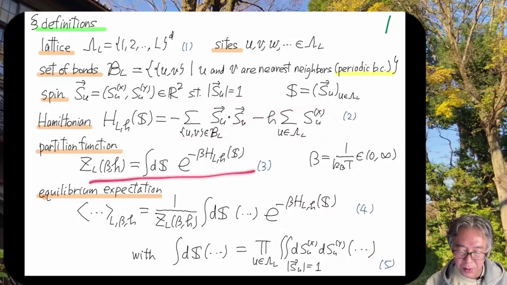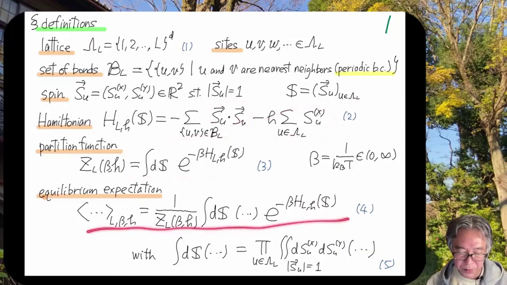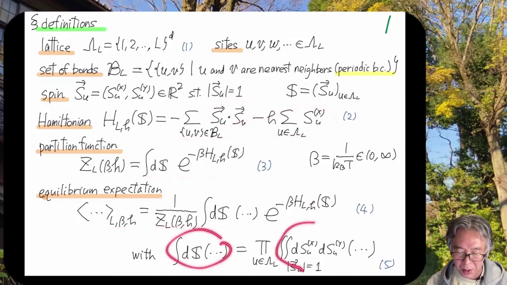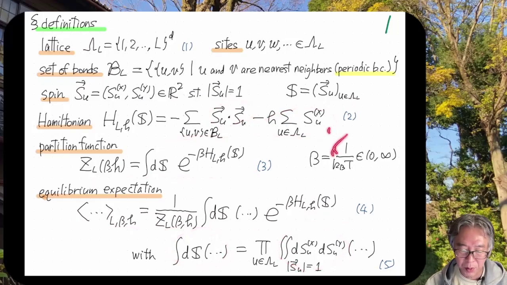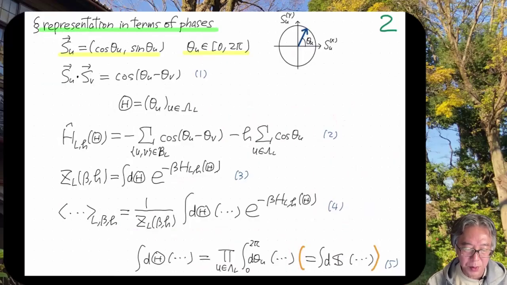And this is a partition function. This is the expectation value. And here ds denotes the integration over all possible values of spins. Okay, since we have this kind of spin, planar spin, I think you can imagine that it is useful to introduce the angle in this way.